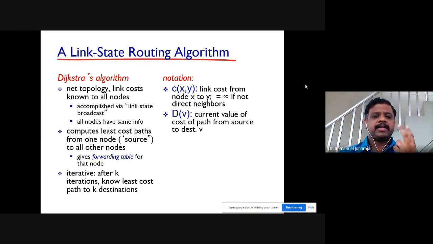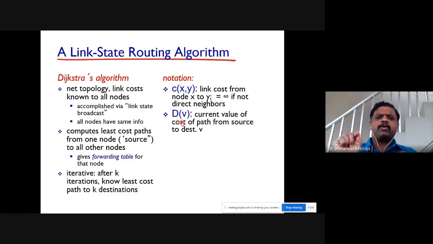The second notation, which we haven't seen, is capital D(v). It is the current value of the cost of the path from source to destination v. Look at this line: it computes the least cost path from a specific node to all the other nodes. When you have D(v), it tells how much cost is involved from that particular node to node v.